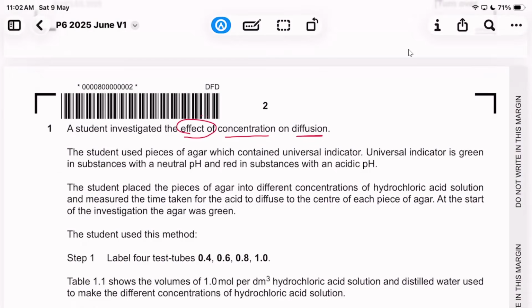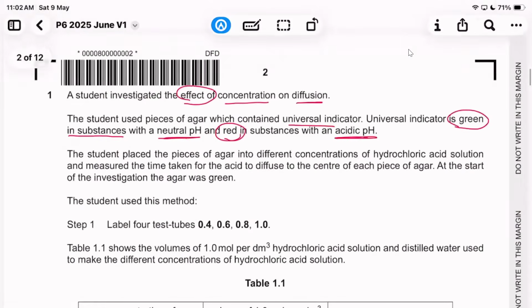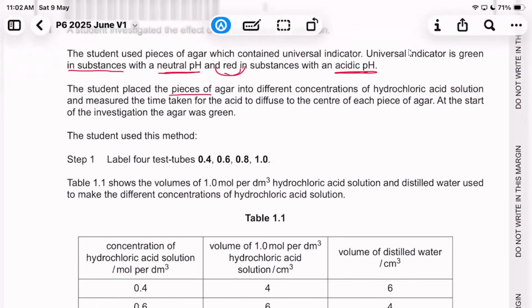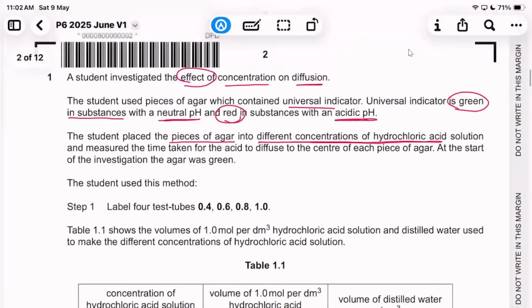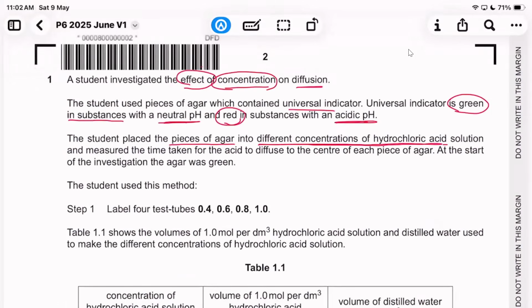The student used pieces of agar which contain universal indicator. Universal indicator is green in substances with a neutral pH and red in substances with an acidic pH. The student placed the pieces of agar into different concentrations of hydrochloric acid. And now we reach the concentration of hydrochloric acid, so this is the independent variable.